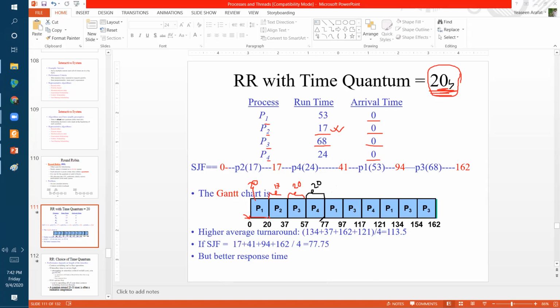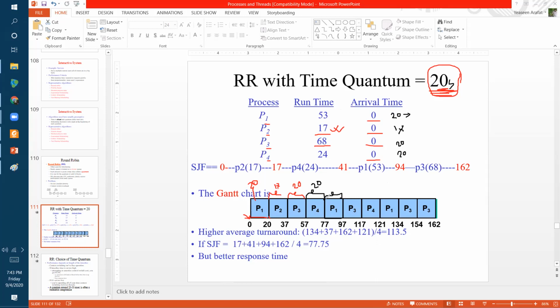Now here comes the fun part again. After P4, P1 will come again and do another 20 seconds job. In the first chance, P1 did its 20 seconds job, and P2 has done its 17 seconds job. So now P1 will have 33 seconds of job left.